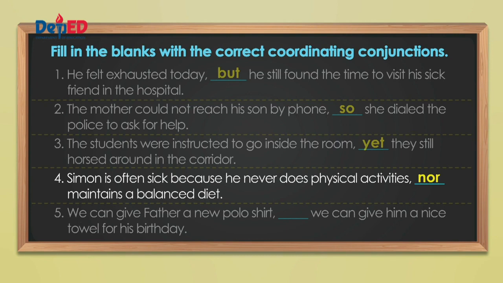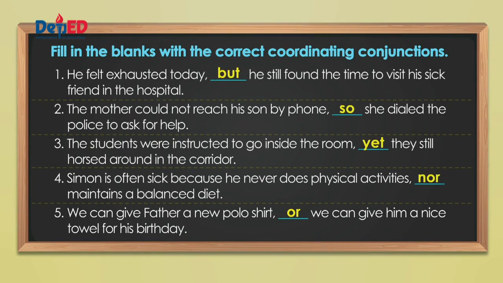On to our last number, number 5. The answer is or, to state that only one of the two actions can be done. The sentence will be, we can give father a new polo shirt or we can give him a nice towel for his birthday. That is how important conjunctions are in writing your sentences, and they can really help you improve your writing skills.